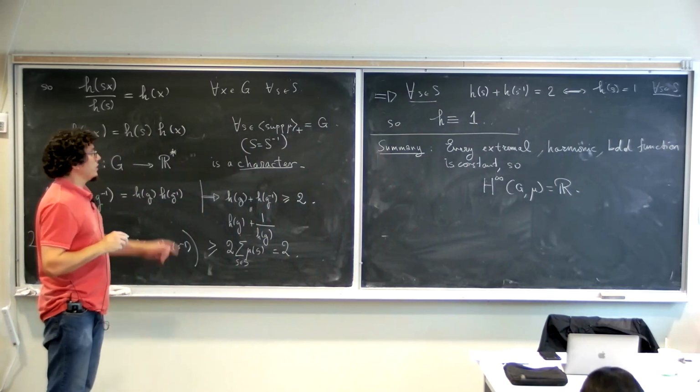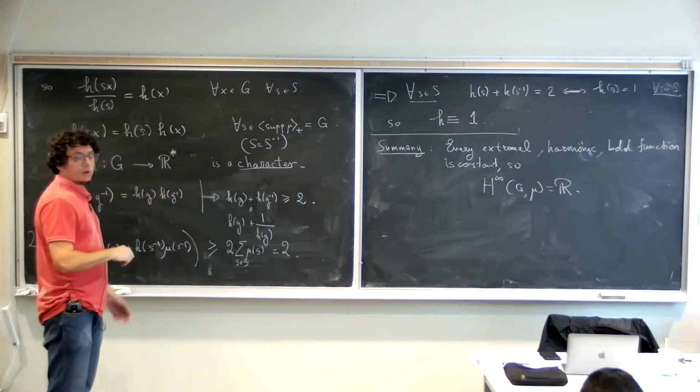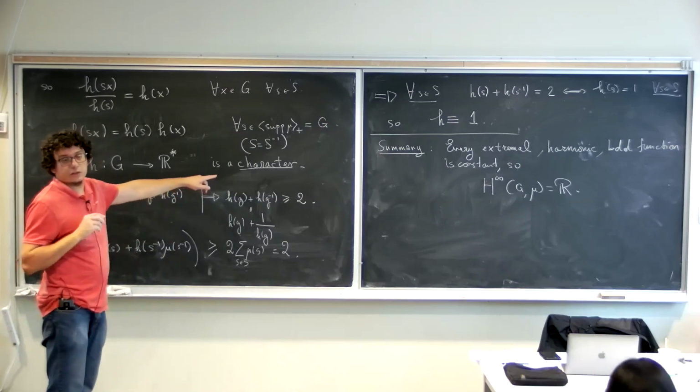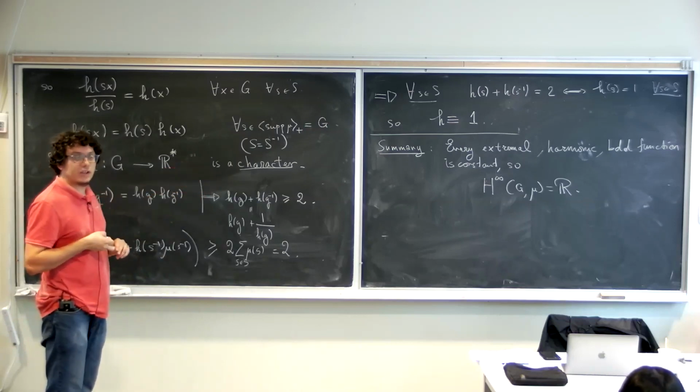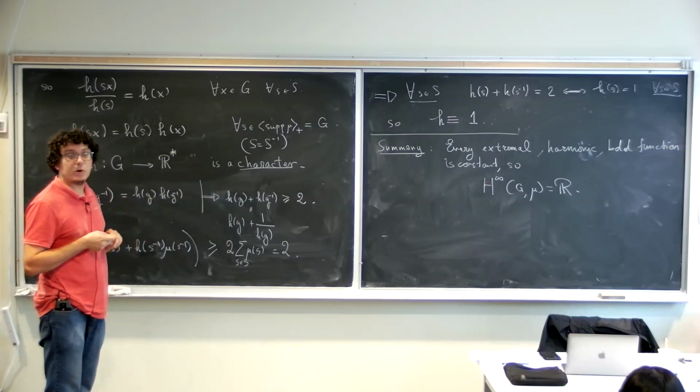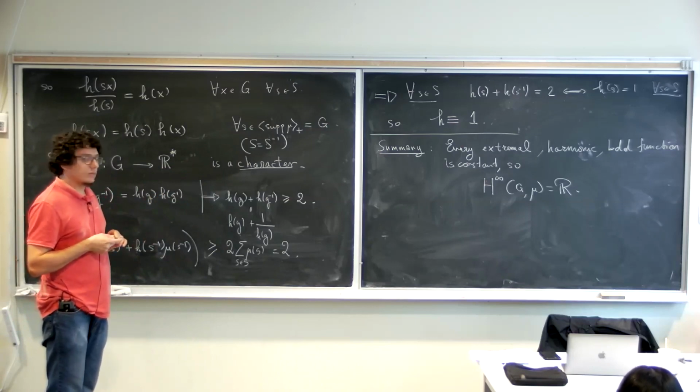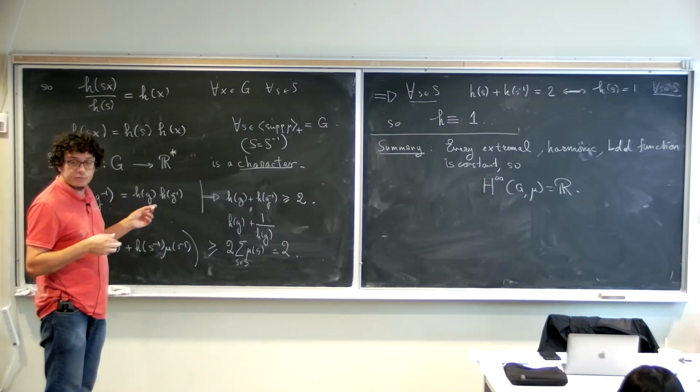Right. So first of all, we show that every extremal bounded harmonic function is a character. And then we show that for the symmetric measures, there is no character which is harmonic. As we saw, if the measure is not symmetric, there are characters.